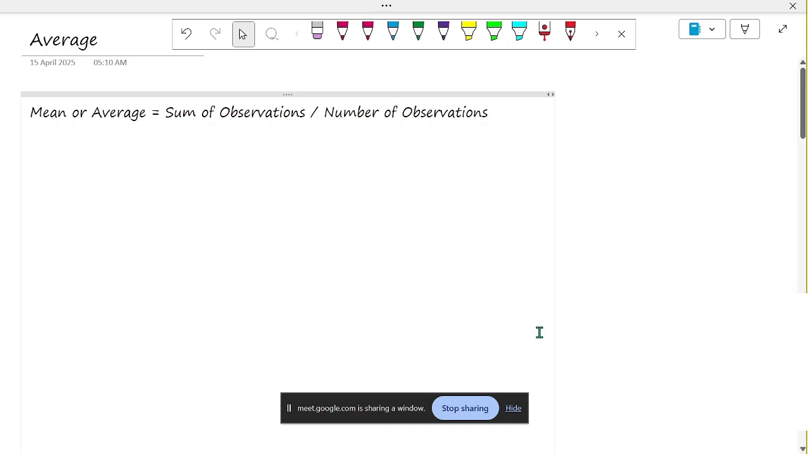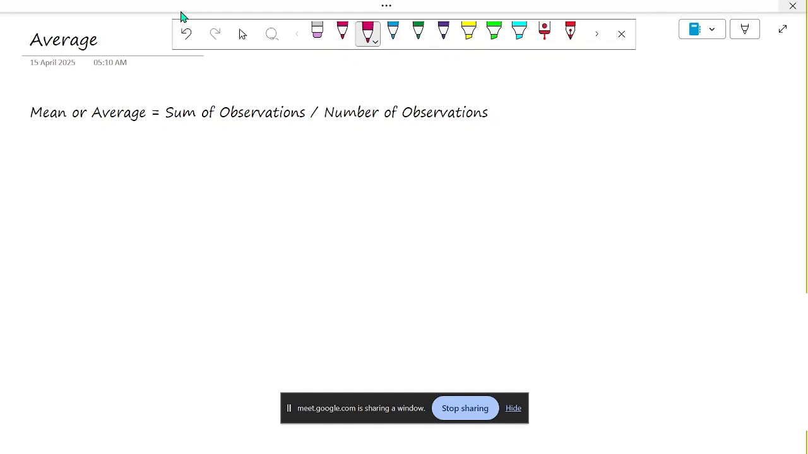Okay, we'll start with the concept first. As you all know, you have been studying average since your childhood. But today, what we are going to see is the actual meaning of average and the applications where you can use average. And you all know the formula for average. Average is nothing but the sum of observations divided by the number of observations.